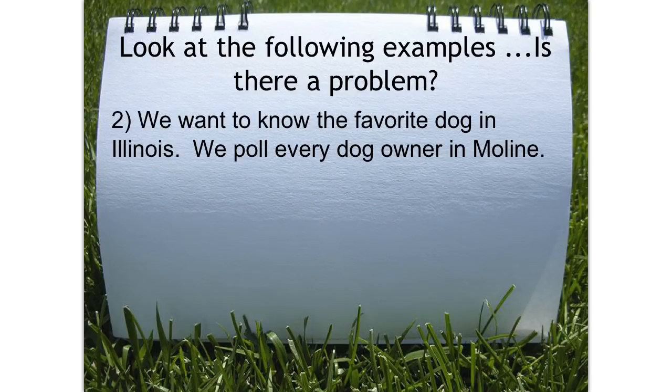Here's another example. We need to figure out, is it good or not good? So we want to know the favorite dog in Illinois. So our population, we want to know about favorite dogs in Illinois. And so then we're going to look at our method, and we're going to poll dog owners only in Moline. So what are you thinking? Yes, it's good. No, it's not. I think this one's probably got a problem. If I want to know about all of Illinois, I probably should ask more than just the people in Moline. That is not random, and it's not representative.